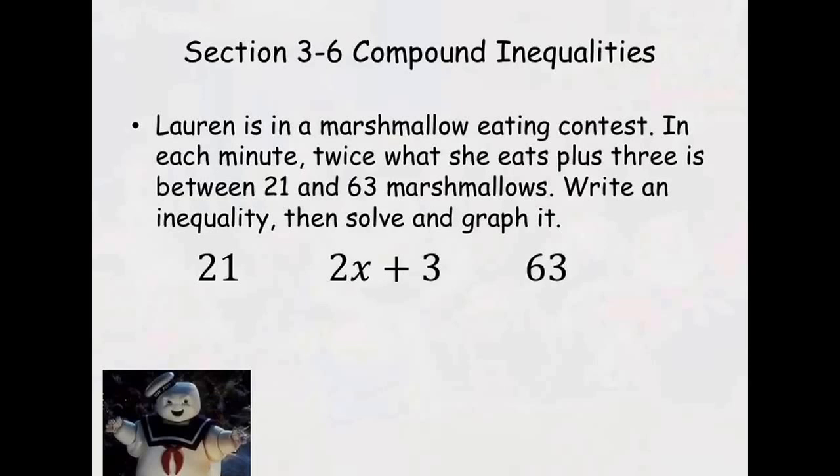So now we need to write this as an inequality. Well, the way you do that, we can see that 2x plus 3 has to be greater than 21, and it has to be less than 63. Since this is a combination of two inequalities, it is called a compound inequality.